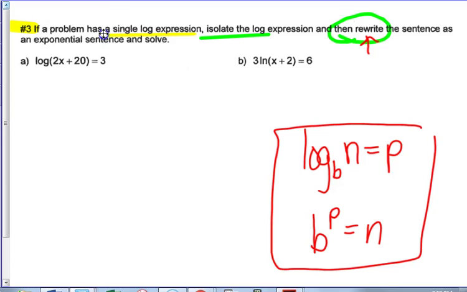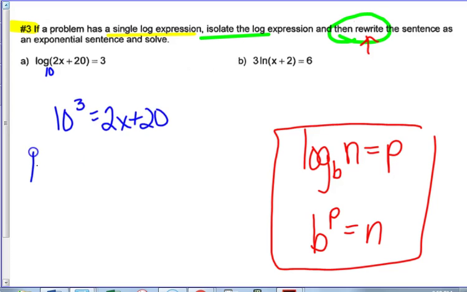All right, so let's look at this question. Right now, it says the log of 2x plus 20 equals 3. I don't know how to solve that. But if I rewrite, this is base what? So I have 10 to the power of 3 equals 2x plus 20.